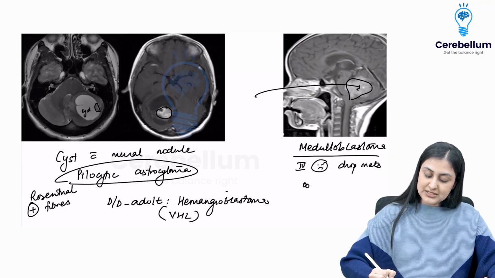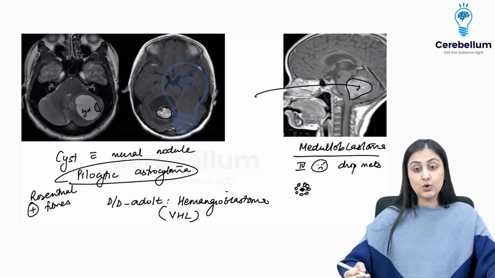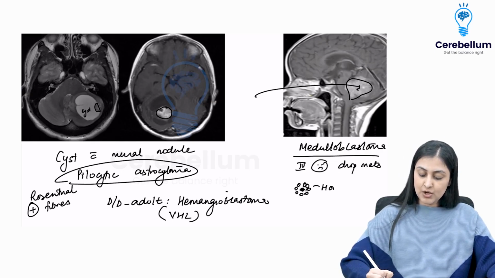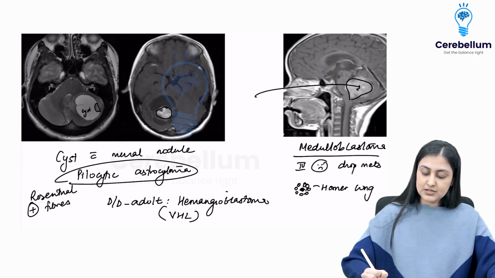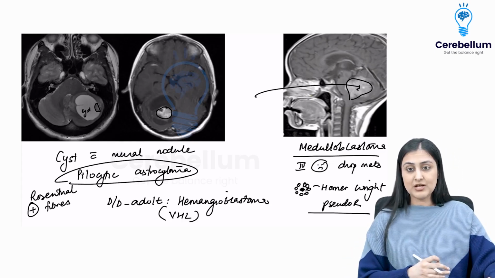Pathologically, here you would see the pseudo rosettes with central neuropil. So whenever the center is not empty, we call them pseudo rosettes. So these are Homer Wright pseudo rosettes. Okay, so Homer Wright pseudo rosettes is what we can see in medulloblastoma.